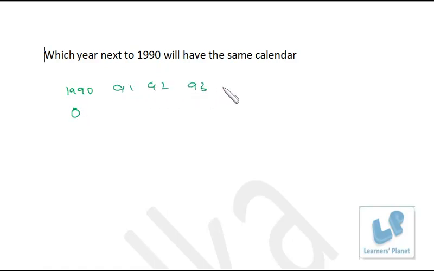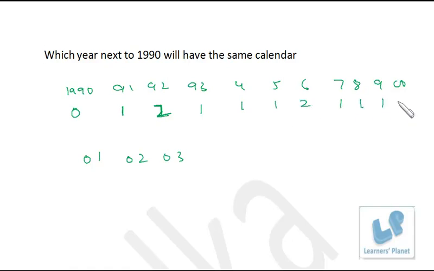91, 92, 93, 94, 95, 96, 97, 98, 99, 2000, 2001, 2002, 2003 and so on, right? Now in 1990 if it is 0 odd days, in 91 it's a non-leap year, 1 odd day. 92 is a leap year, so there will be 2 odd days. 93 non-leap year, 1 odd day, 1, again 2, then 1, 1, 1, 2, 1, 1, 1 and so on.